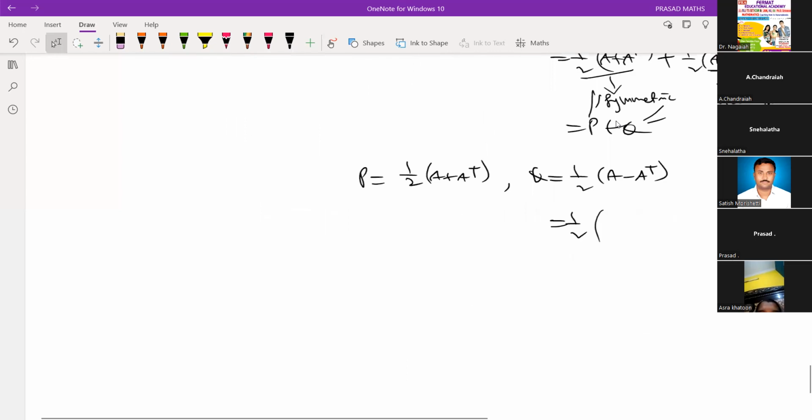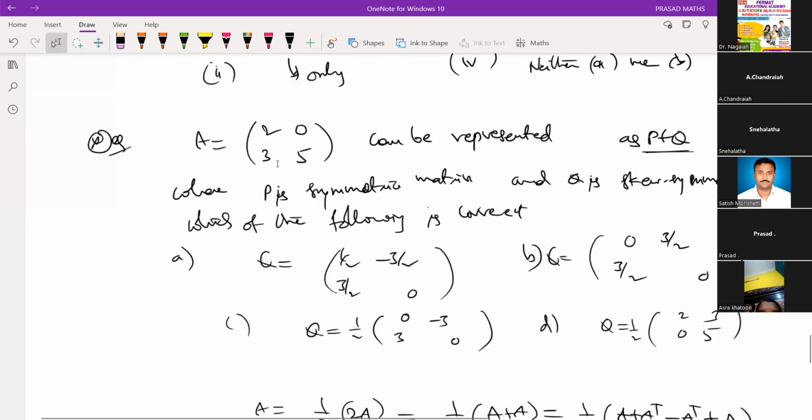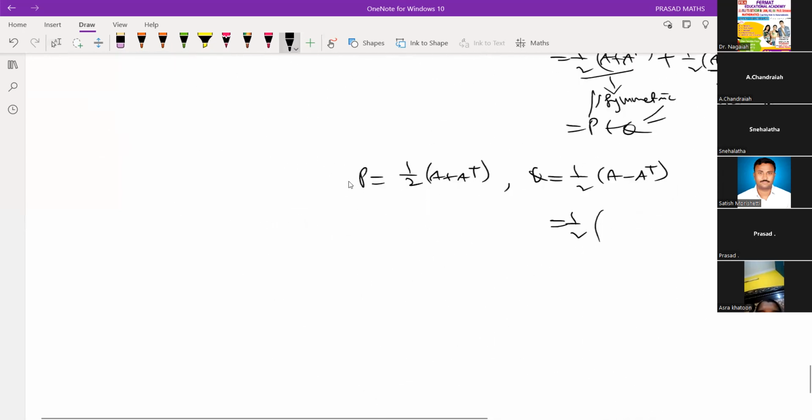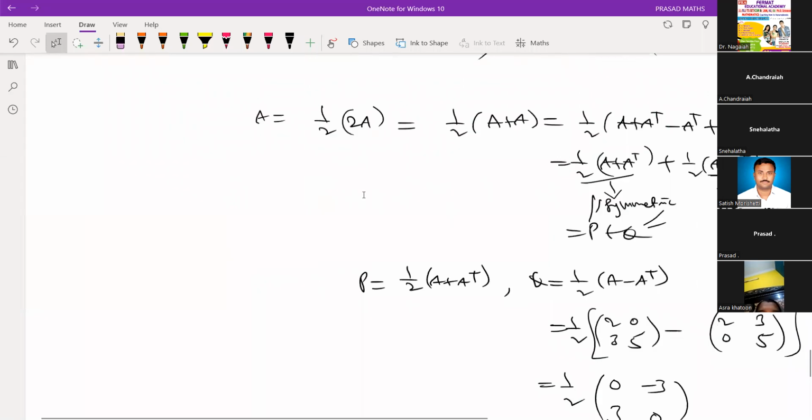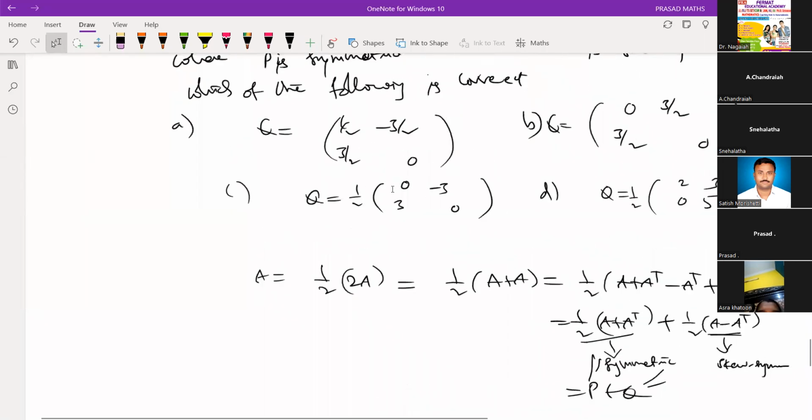What is A? A is [2, 0, 3, 5]. Minus A transpose, [2, 3, 0, 5]. So half of, what is this? 2 minus 2, 0. 0 minus 3, minus 3. 3 minus 0, 3. 5 minus 5, 0. So this is the answer: half of [0, -3, 3, 0].